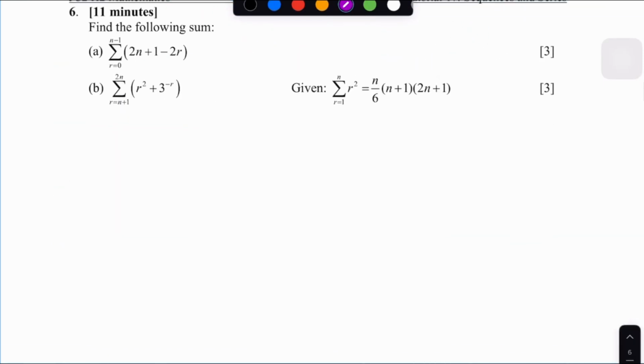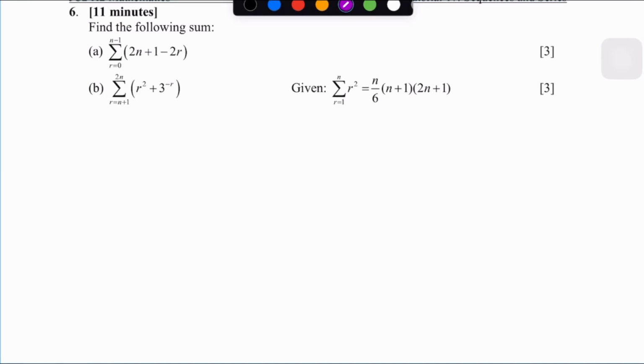Question 6, we need to find the following sum. This question we need to be very careful. Number one, we need to be mindful of what is variable and what is constant. For this one, which is the variable, r or n? r is the variable, and n is the constant. Same here: r is the variable, n is the constant. So the one that rolls is r.